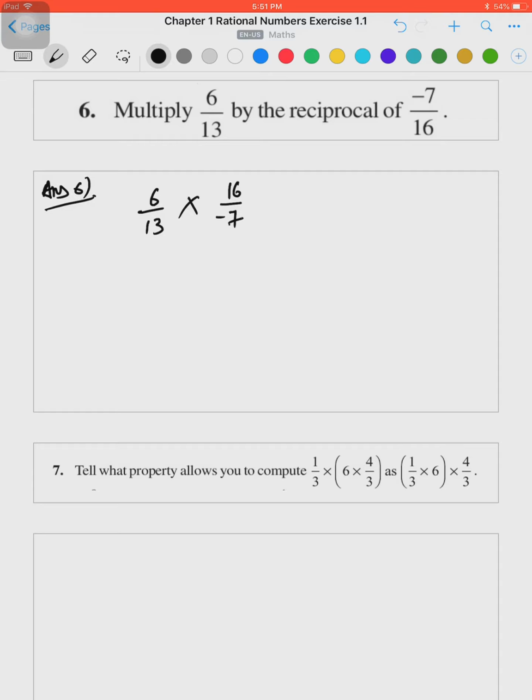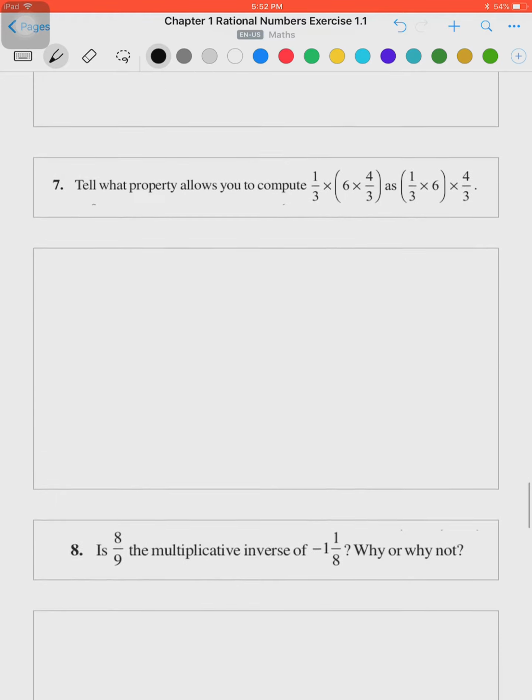So the answer will be this. 6 into 16 is 96 and 13 into 7 is minus 91. That's our answer. So you have to do it like you're directed in the question. The original number given to us is 6 by 13 and we multiply it by the reciprocal of minus 7 by 16, which is 16 by minus 7. After multiplying you will get the answer, which is 96 by minus 91.